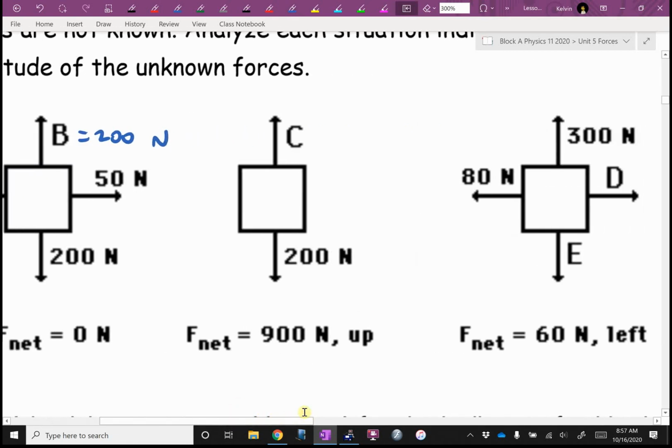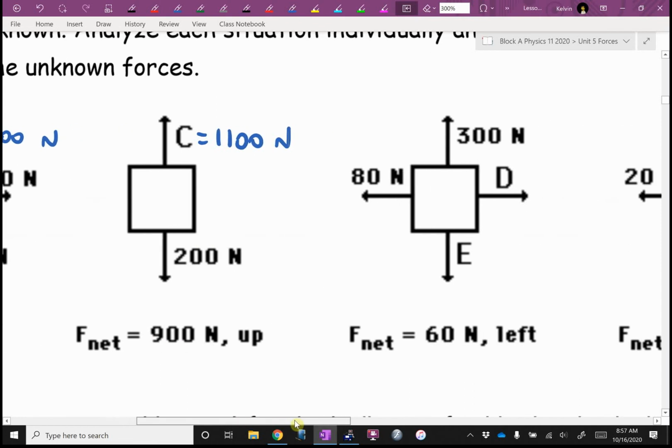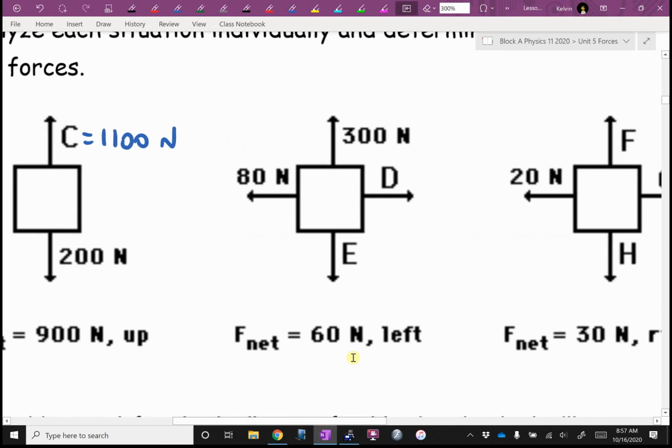Aiden, if the net force is 900 newtons up, how big must C be in magnitude? Yes. George, if the net force is 60 newtons to the left, okay, let's do left, right first. How big must D be so that we have a net force of 60 newtons to the left? 140. I disagree. Oh, wait. No. 20. Good.